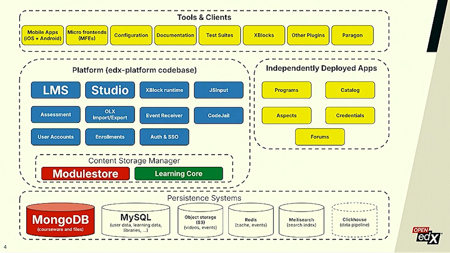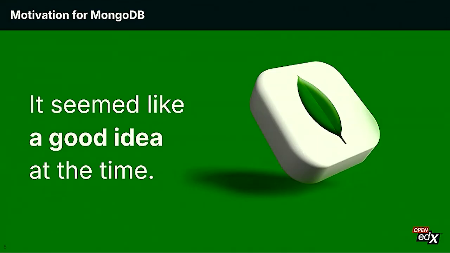The question is often asked by people who look at this diagram and know what MongoDB is or don't know, is why do we use MongoDB? And there's a 9-word answer to that question. It seemed like a good idea at the time. If you go back to 2012, it was a time when Obama was reelected as president, and the Higgs boson was detected in the Large Hadron Collider. And somewhere in Massachusetts, OpenEdX was being developed and MongoDB support was added in one of the very early versions of the platform.